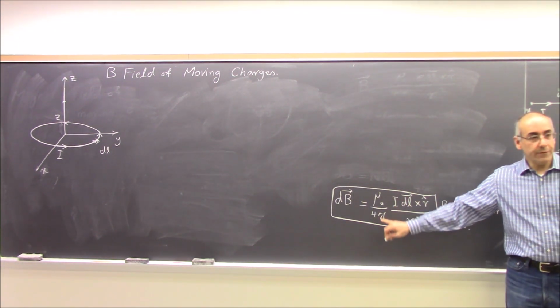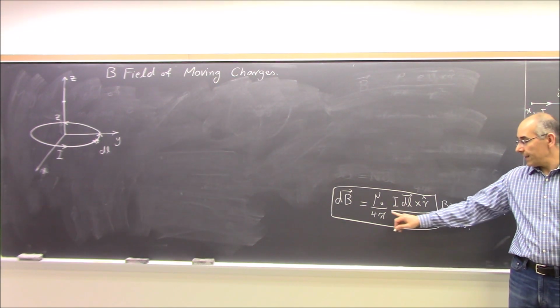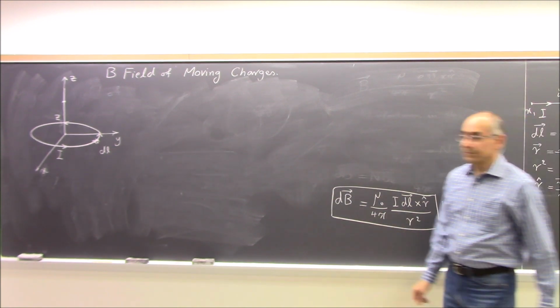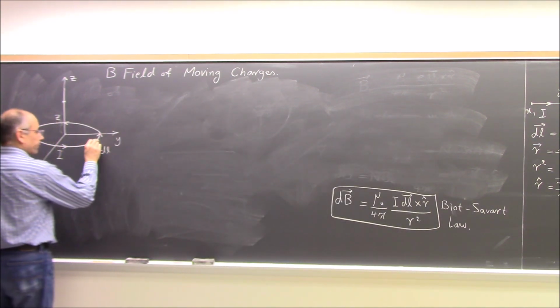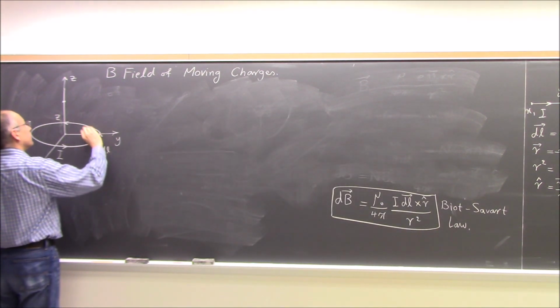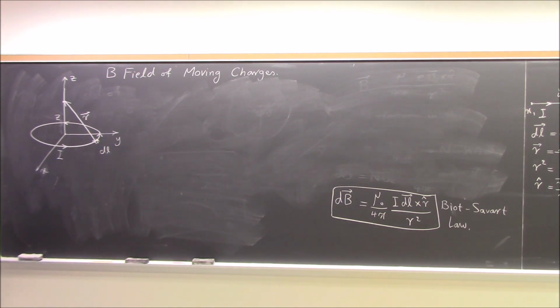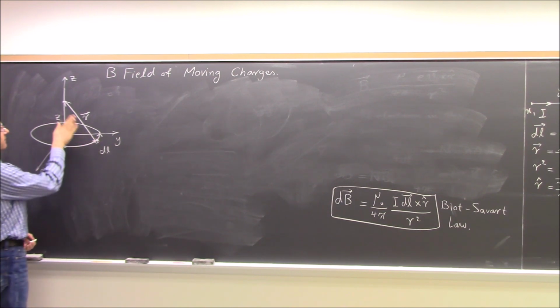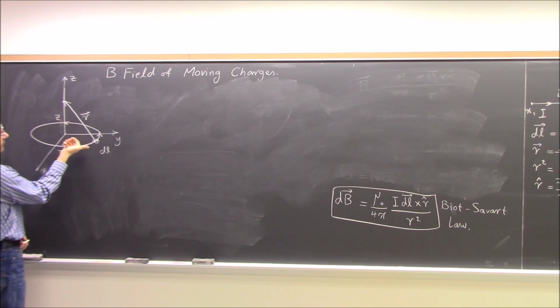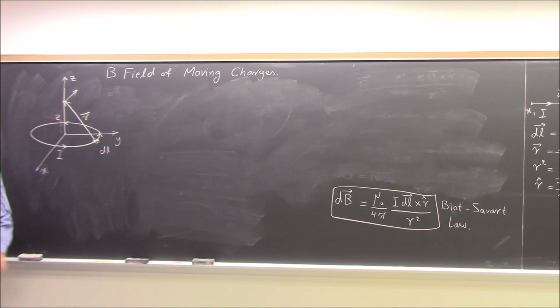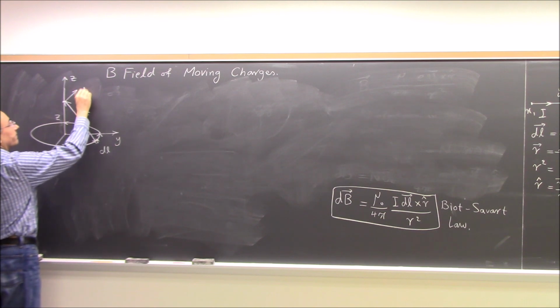This is your formula: mu naught I dl cross r hat. R is in which direction? R is always from the source point to the field point. So this is our R. Which way is it? Yeah, it's perpendicular to both this dl and this r, and in the direction of dl cross r hat, which is in that direction. I call it like this, right? This is dB.